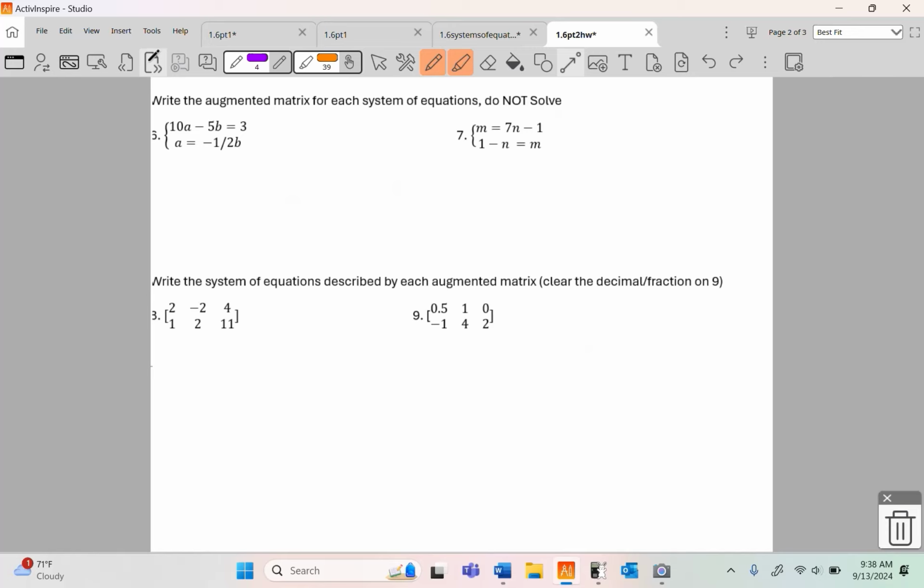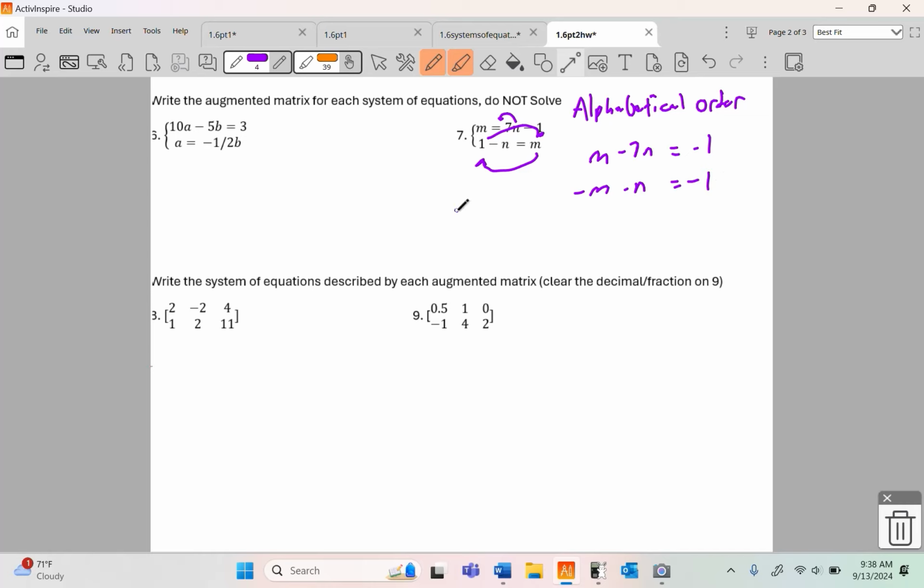Let's write the augmented matrix. Do not solve. I'm going to do 7 because it's harder. You have to get things in a particular order. Alphabetical order for sure. So I know the alphabet. It's L, M, N, O, right? So I'm going to leave M on the left. This is going to come over. Minus 7n will be equal to negative 1. Negative m minus n, we're going to move the 1 right, equal negative 1.